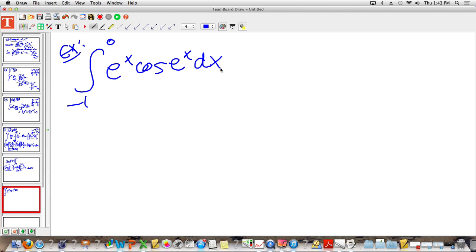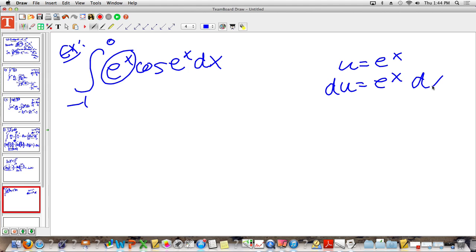So what you're going to do instead is call u something else. Any suggestions on what we can call u? E to the x. Probably a good idea. What is the derivative of e to the x? E to the x, which is, notice, right here also. So probably a good choice. So u is equal to e to the x power. Du is equal to e to the x times 1 dx, which is exactly what I wanted because I have my e to the x dx over here. So this is the same thing as the integral from -1 to 0 of the cosine of u, du.